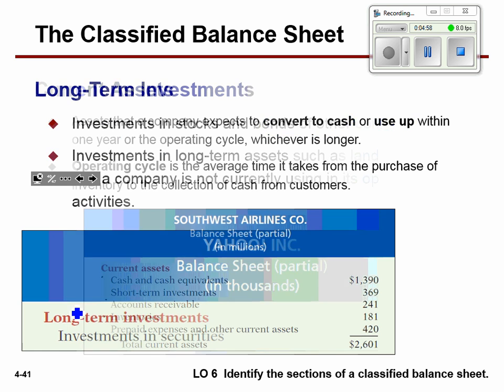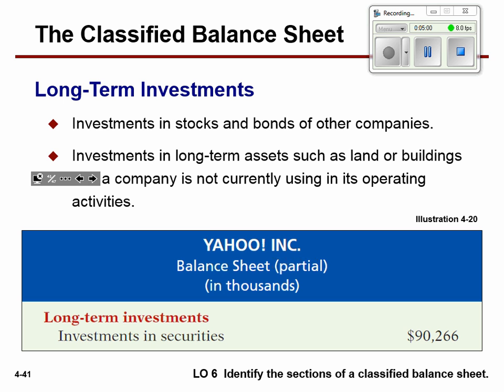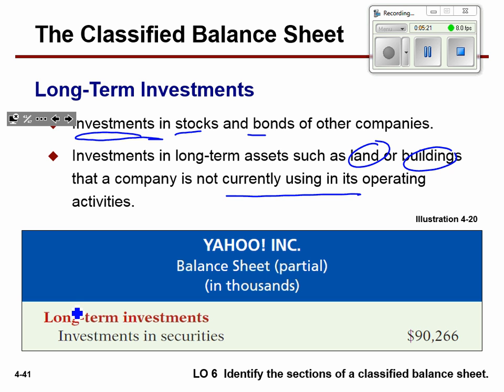That's the easy one. Long-term investments are stuff that's going to be sitting around for a while. Investments themselves in other companies in forms of stocks and bonds. Long-term investments like land or buildings, but that they're not using as part of the current operations.